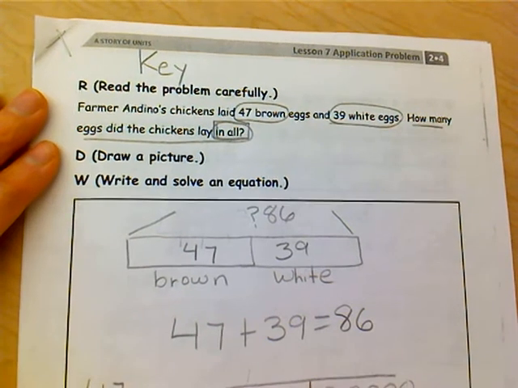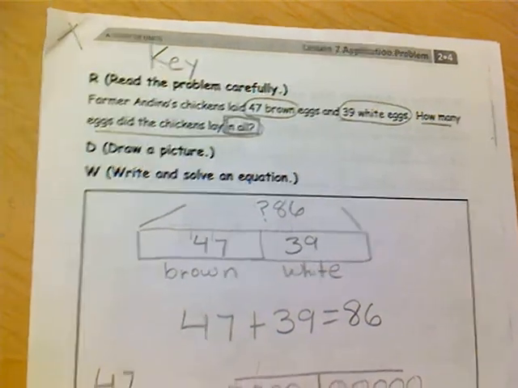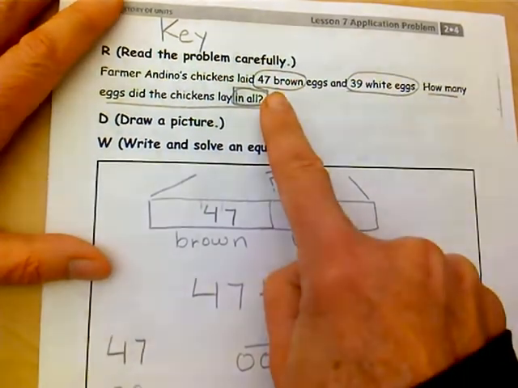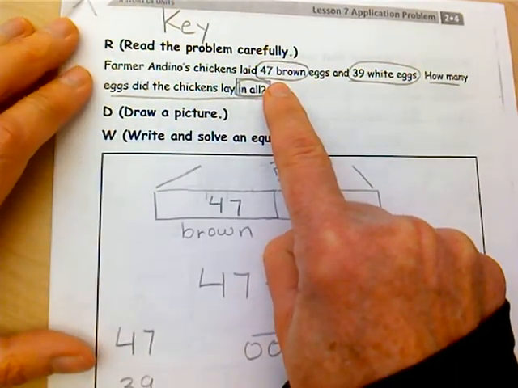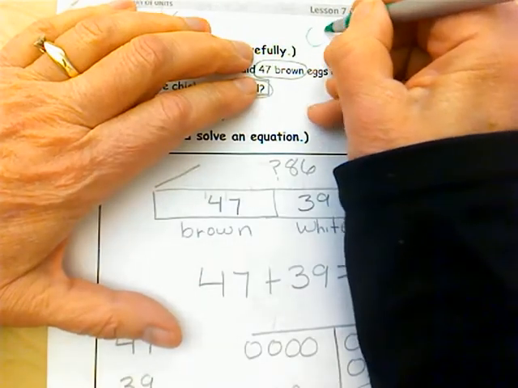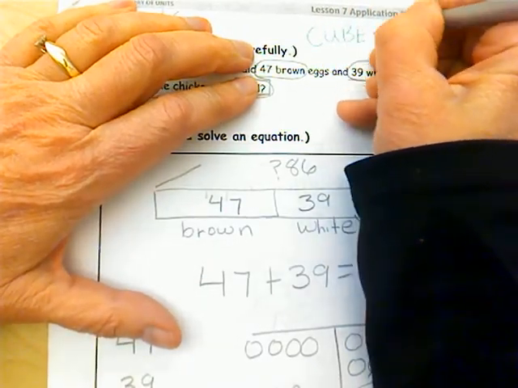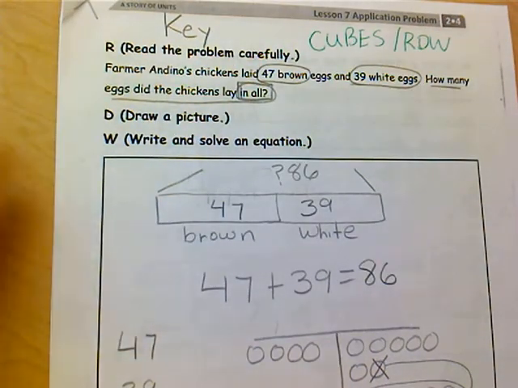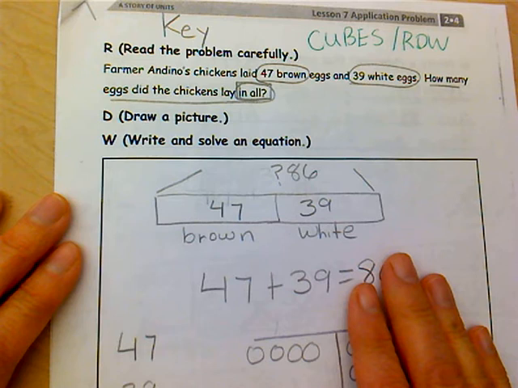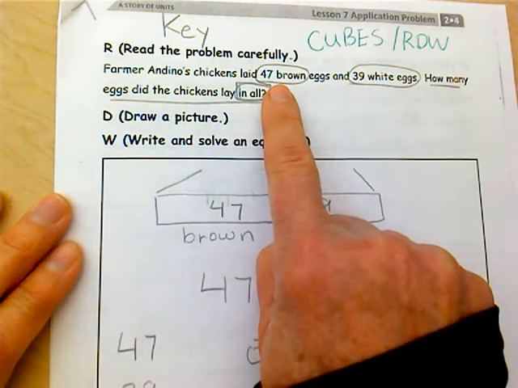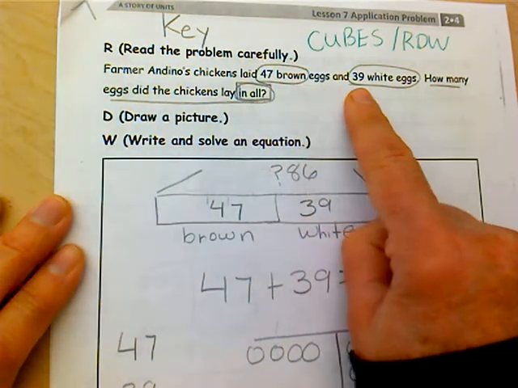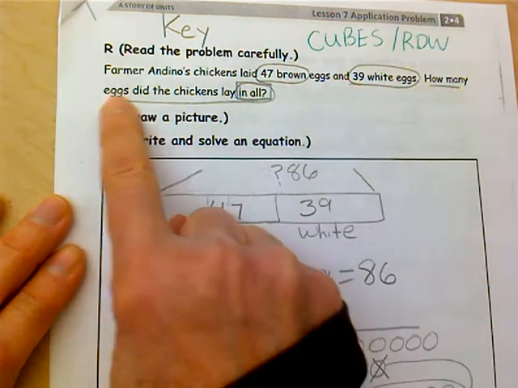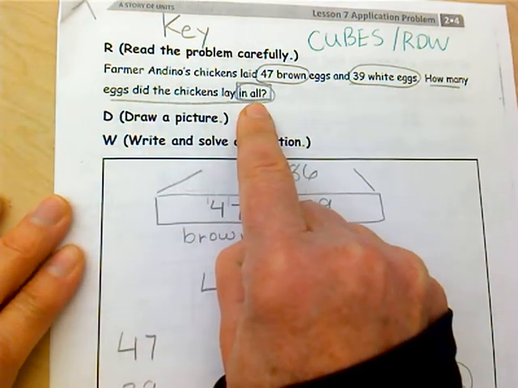All right, so let's take a look at our application problem. Hopefully you read carefully the problem using, of course, cubes. Hopefully you remembered to use cubes and read, draw, and write. So, Farmer Andino's chickens laid 47 brown eggs and 39 white eggs. How many eggs did the chickens lay in all?